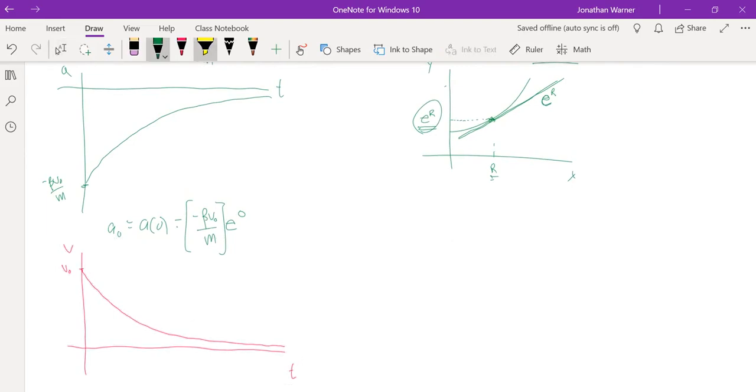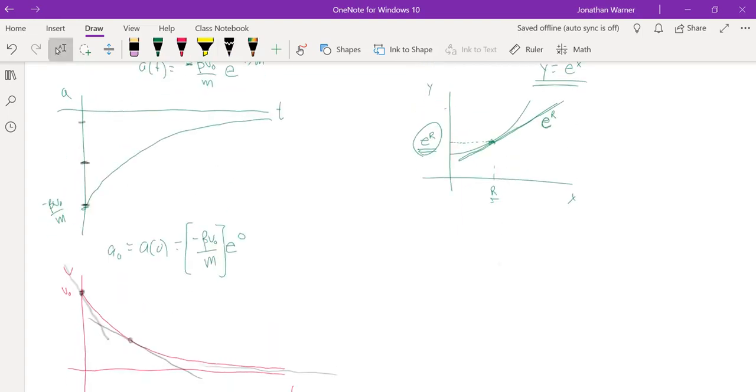And early on, say like here, immediately, the slope of this is big and negative. Well, the slope is the acceleration. Look, the acceleration is big and negative. Later, the slope is still negative, but not as big, and the acceleration is still negative, not as big. And eventually, the slope gets really close to 0, but still negative. The acceleration gets really close to 0 and is still negative. So that shows a nice agreement.